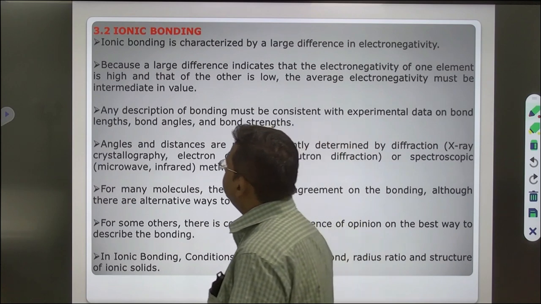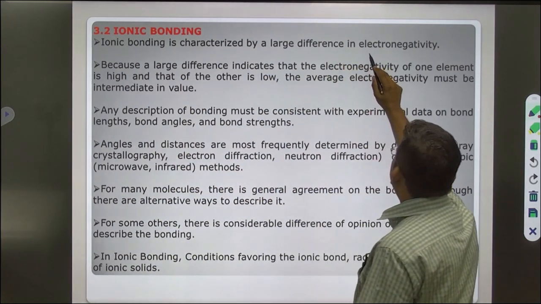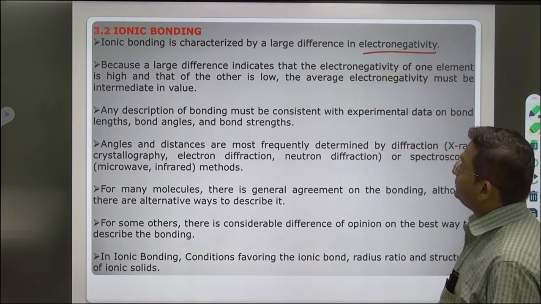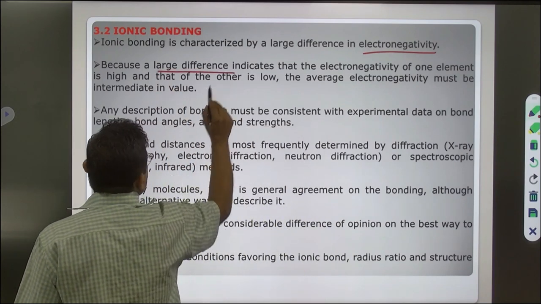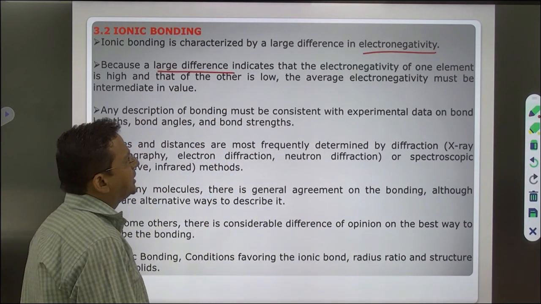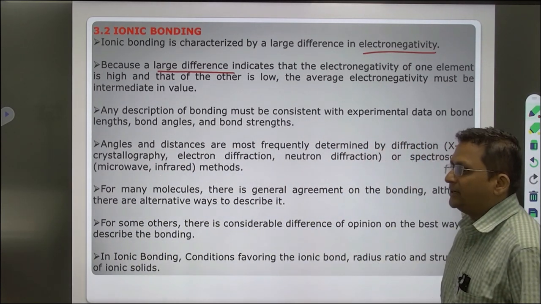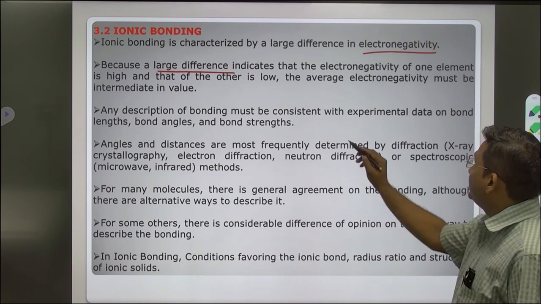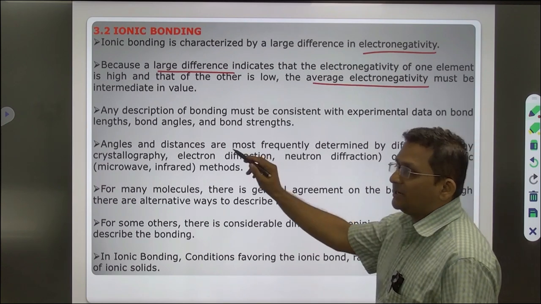Ionic bonding. Ionic bonding is characterized by a large difference in electronegativity, because a large difference indicates that the electronegativity of one element is high and that of the other is low. For covalent bonding, the average electronegativity must be intermediate in value.